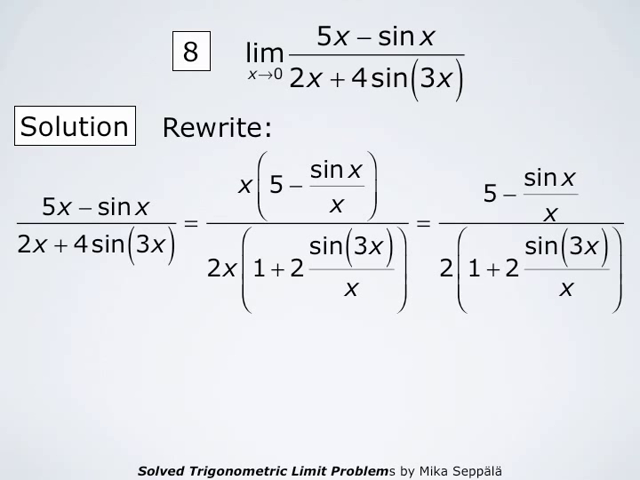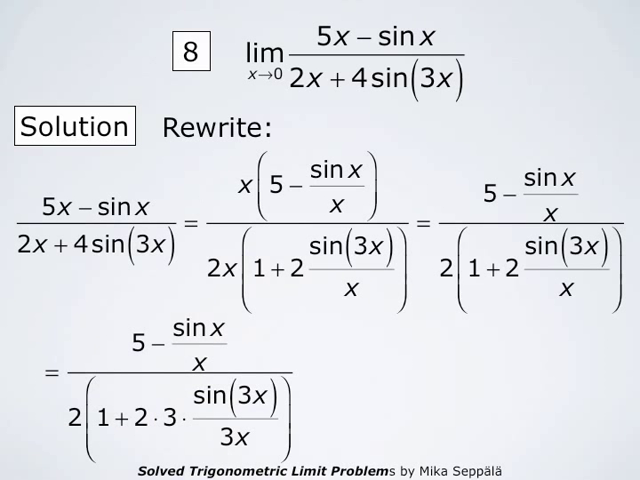So the numerator becomes x times 5 minus sine of x divided by x, and the denominator becomes 2x times 1 plus 2 times sine 3x divided by x. This looks already promising because x cancels out in the first place, and in the numerator we have sine of x divided by x, and in the denominator we have then 1 plus 2 times sine 3x divided by x. And this is almost in the form from which we can read the answer immediately.